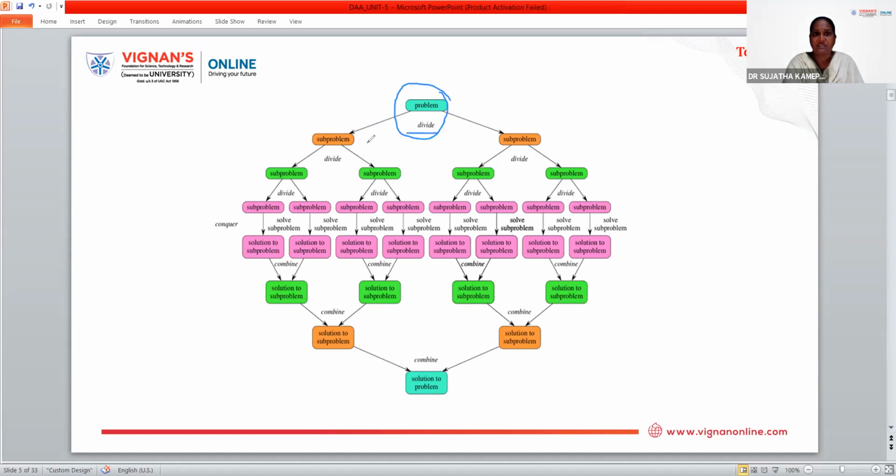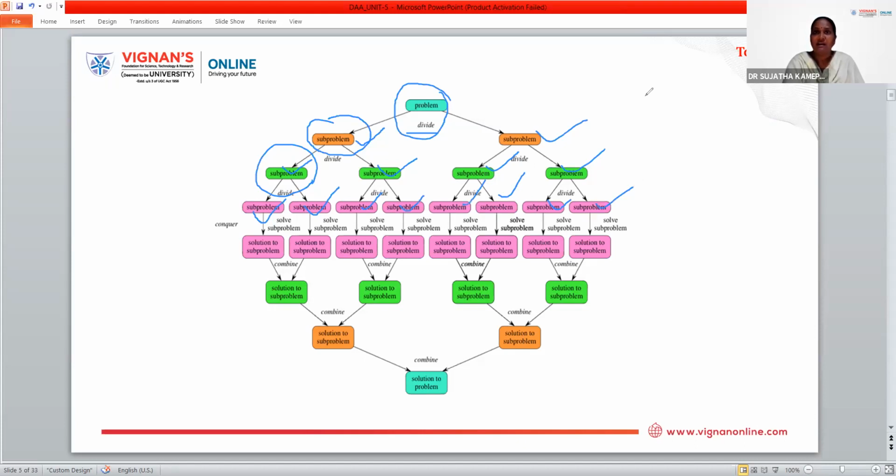Here we are dividing the complex problem into subproblems. This is one subproblem and this is the other subproblem. After dividing, my problem is still too large to solve. So this problem is again divided into 2 subproblems as well. This problem is also divided into 2 subproblems. Still, the problem is large enough, so it is again divided into 2 subproblems. Here also it is divided into 2 subproblems, and the same here.